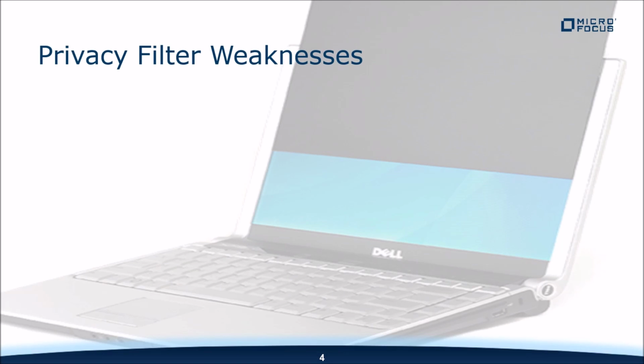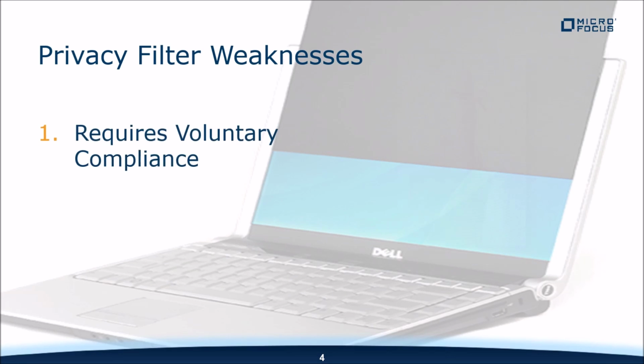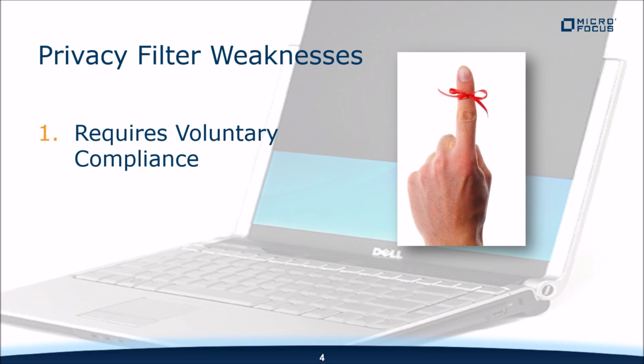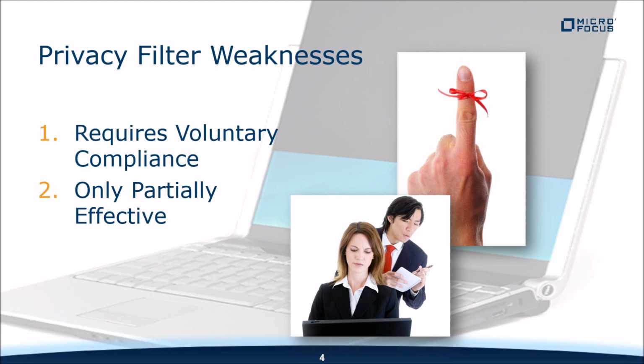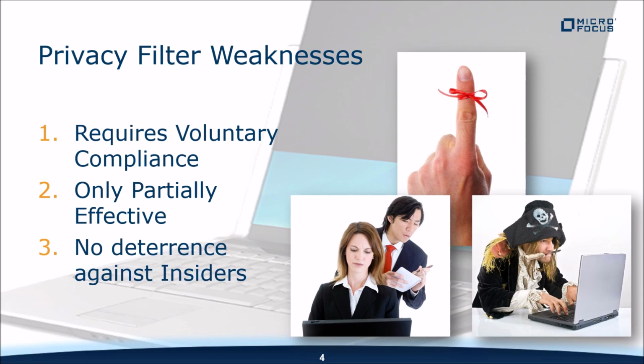But physical filters have some distinct disadvantages. They depend upon voluntary compliance and don't protect if they're left in a desk drawer. They only work at certain angles, allowing someone to snoop over a shoulder, and they don't do anything to protect against insider threats or rogue employees.